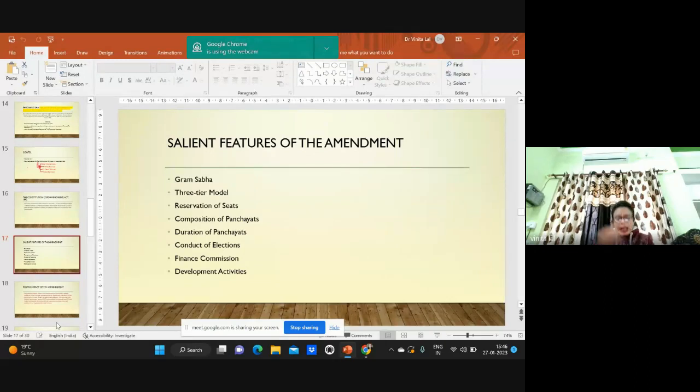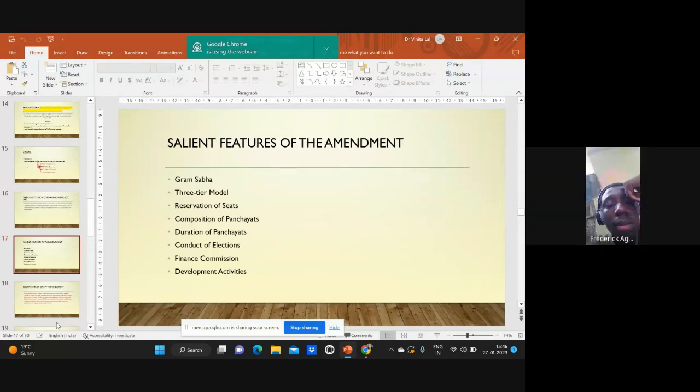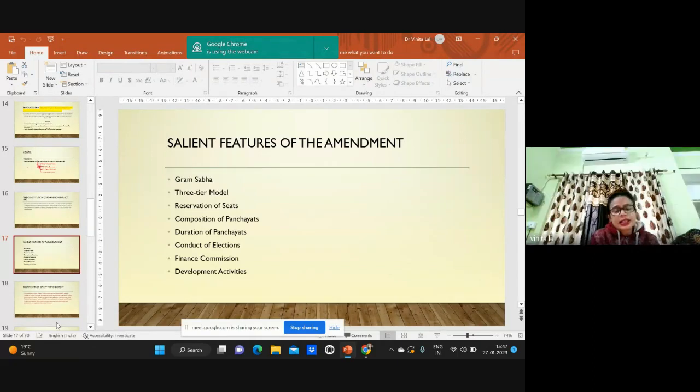The Gram Sabha has an important role in this act. It is clearly the primary source of democratic power in the village, and the Gram Sabha is expected to be an active institution for starting all development activities based on local need. And the next one, the 3-tier model. Our country will have a uniform 3-tier system of panchayat, that means at the village, intermediate, or district level. Only a state with a population less than 20 lakhs would not need to establish a panchayat at the intermediate level.